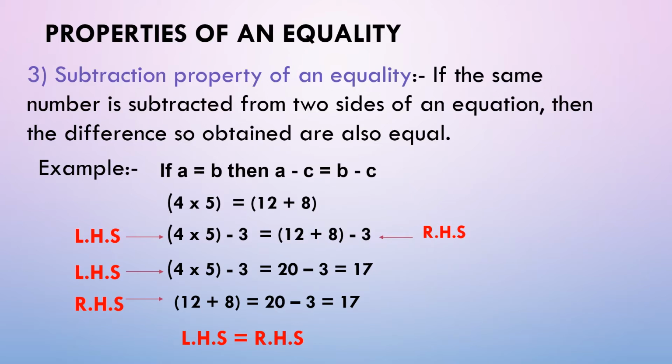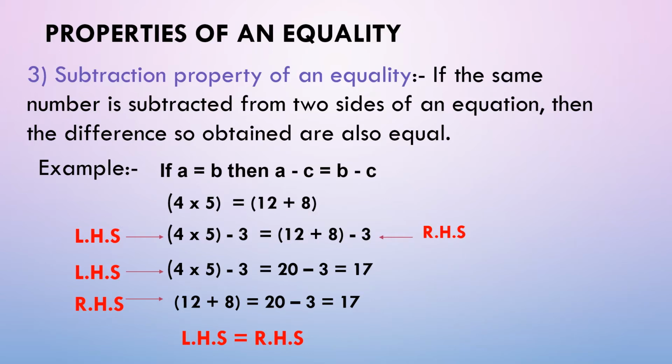Now the third property is the subtraction property of equality. If the same number is subtracted from the two sides of the equation, then the differences so obtained are also equal. For example, if A is equal to B, then A minus C is equal to B minus C. Now here LHS is what? 4 into 5 and RHS is 12 plus 8. Okay. Now you have to subtract 3 on both the sides.